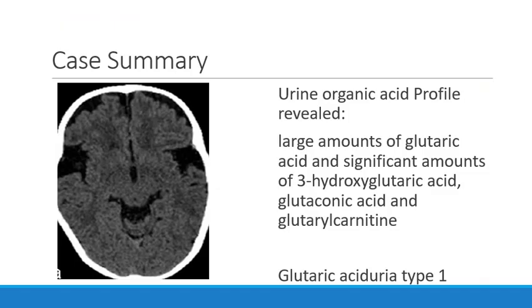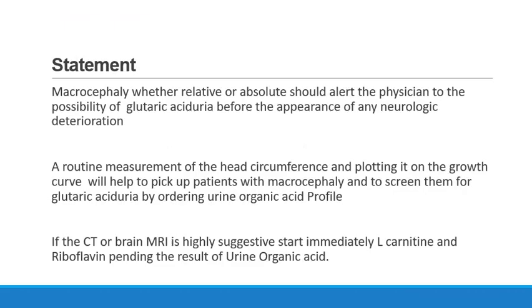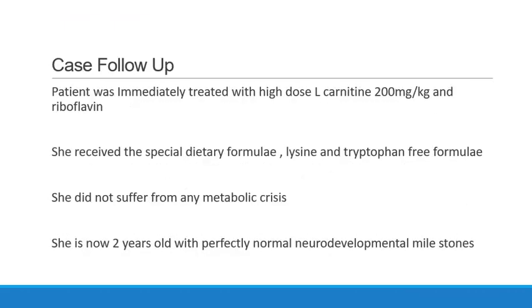This patient was immediately treated, and whenever we suspect it, we start treatment with L-carnitine, riboflavin, and a little protein restriction pending the result of the investigation. Because sometimes the urine organic acid takes about 10 or 15 days, and you never know if the patient is going to have an infection or a catabolic stress during this time. So start, you will not harm the patient. Start pending the result, and when you have a confirmed diagnosis, we will put her on the proper dietary management of glutaric aciduria.